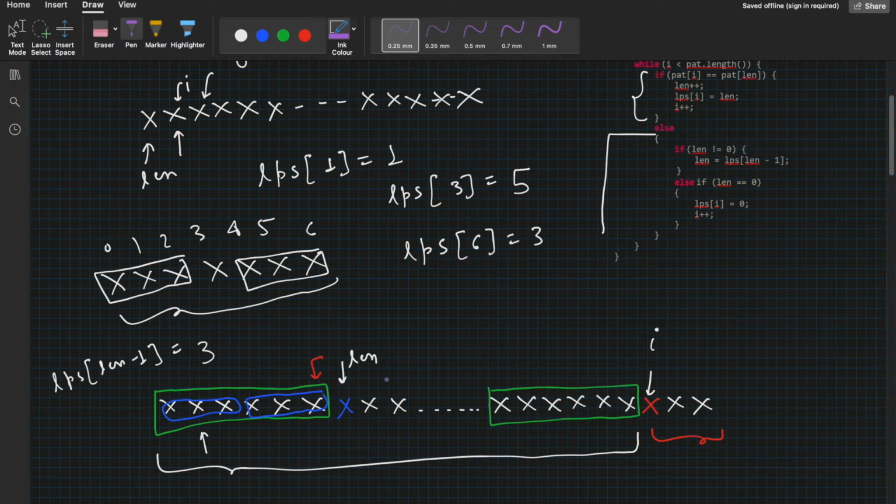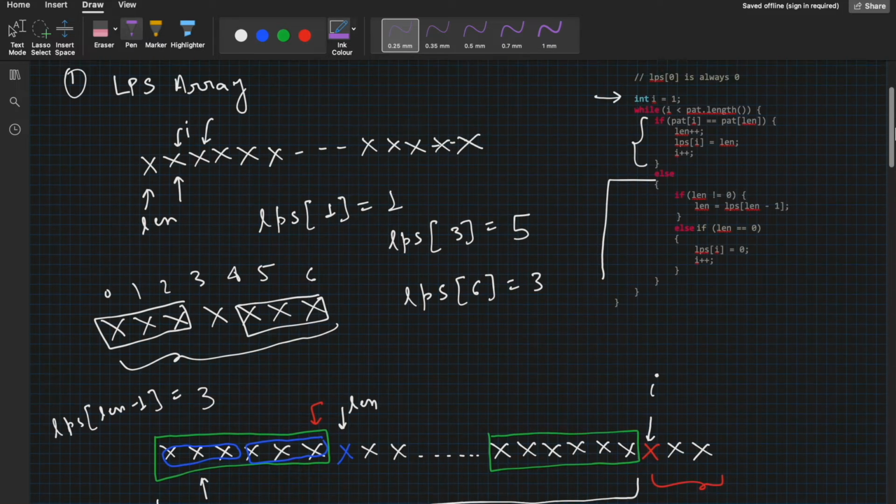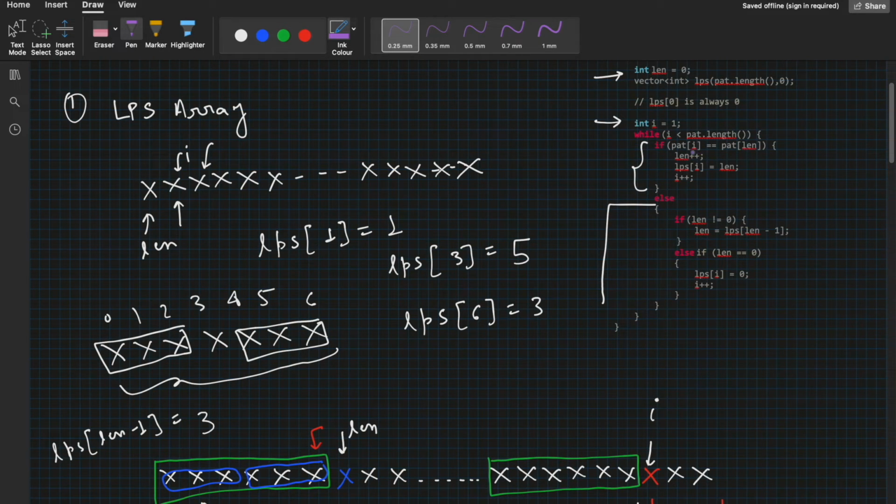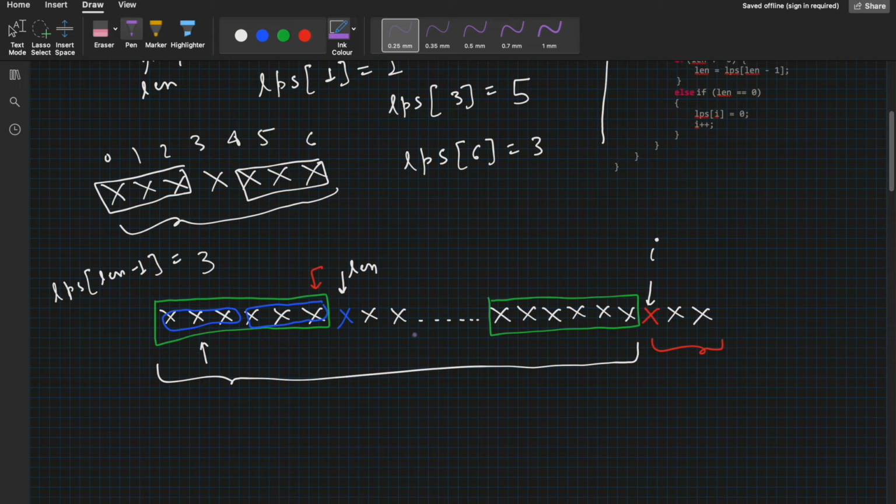Now, why are these two green boxes equal? Because if you look into this code, if pattern[i] equals pattern[length], then only length was moving forward and i was moving forward, right? So that means, since the mismatch occurs at this particular point, everything before that was matching with everything before i. That means these two green boxes are equal.